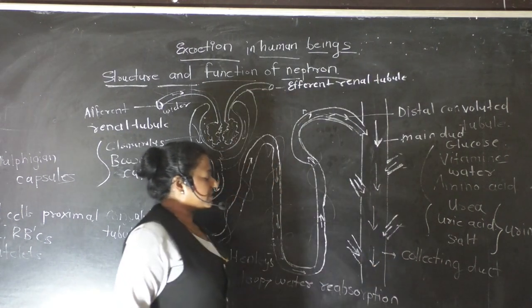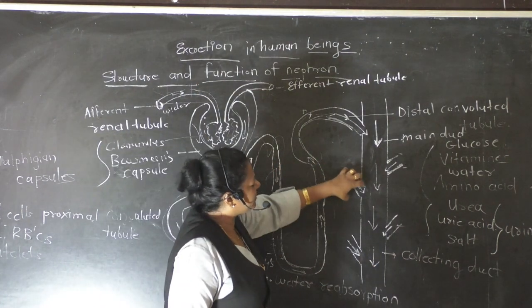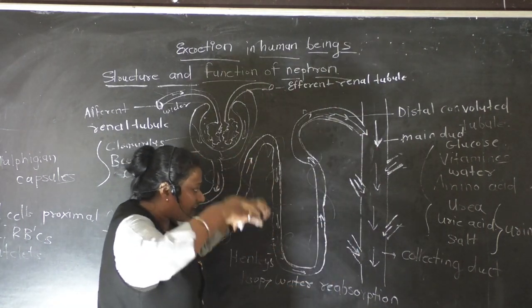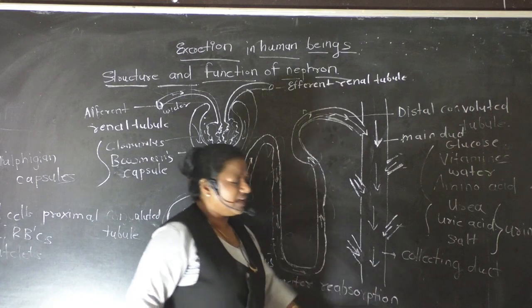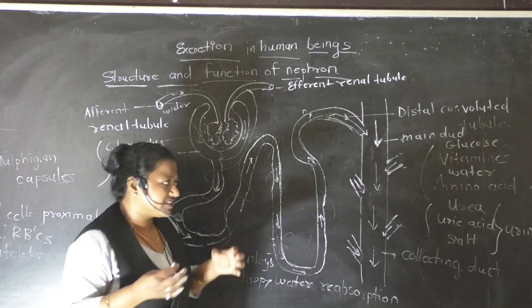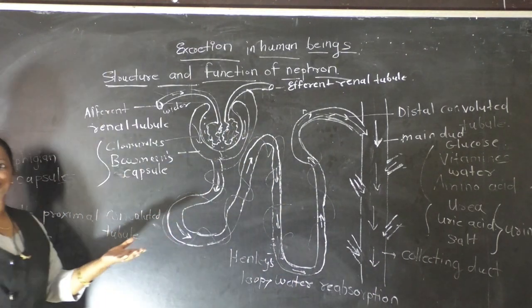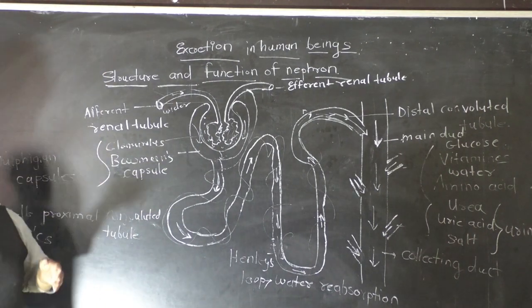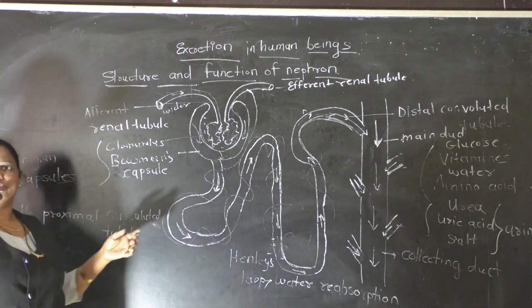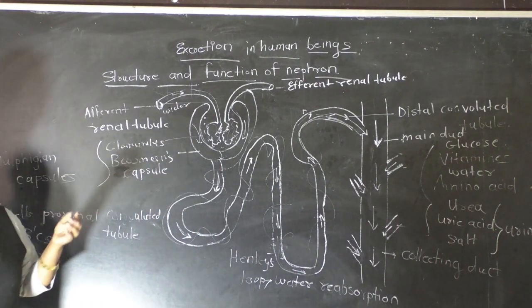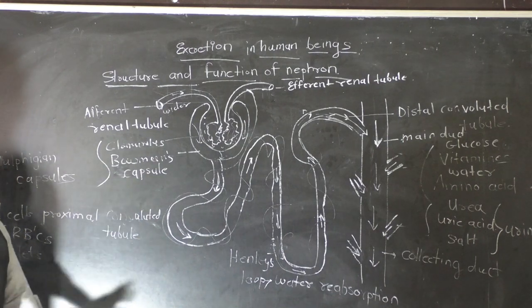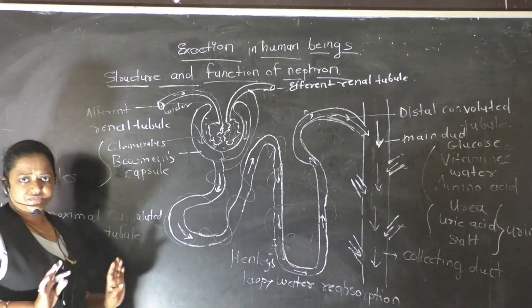After the collecting duct, from every nephron the urine will accumulate in the collecting duct. After the collecting duct, in the kidney, as we have seen in the structure of the kidney, it will accumulate. After the kidney it will pass to the urethra, and after that into the urinary bladder, and through that it will be passed out.